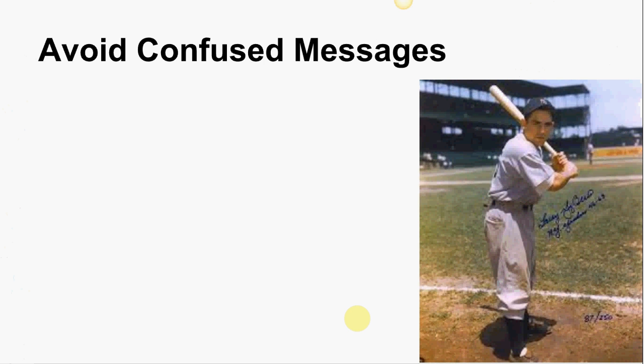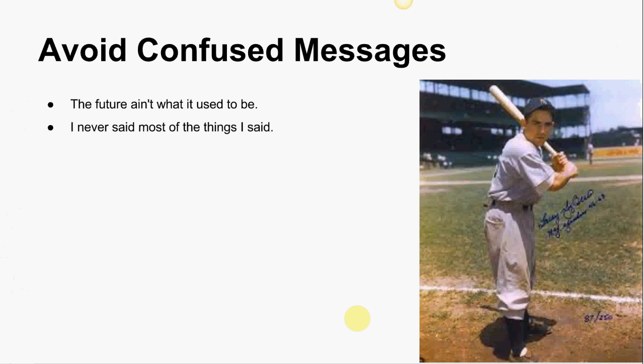Lastly, you try to avoid confused messages. This is in the PDF as well. You don't want to be like this famous baseball player, Casey Stengel, who came up with messages that you read them and you have to read them again and again because they don't make any sense. Things like the future ain't what it used to be. These are great. I never said most of the things I said. Another good one: half the lies they tell about me aren't true.